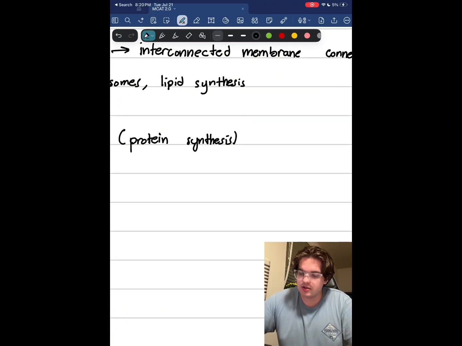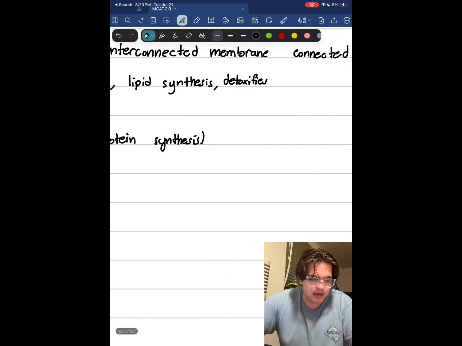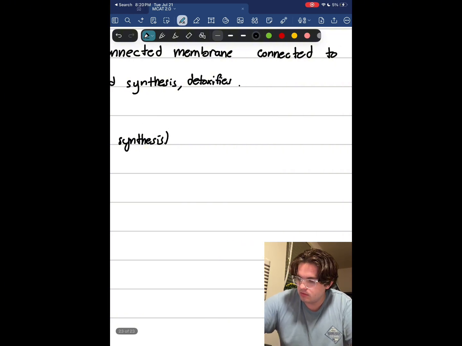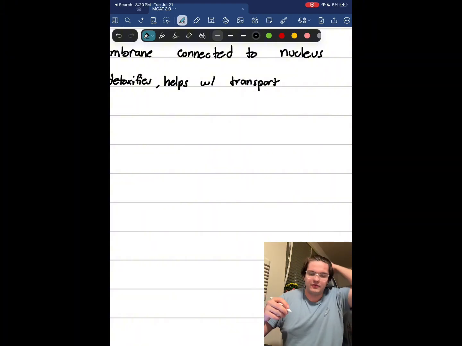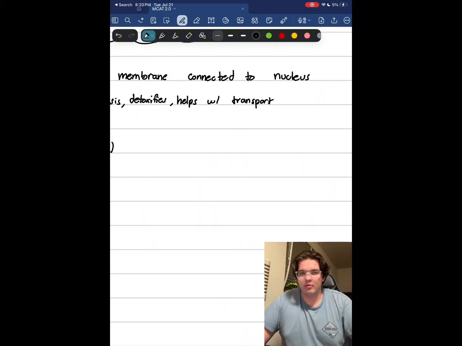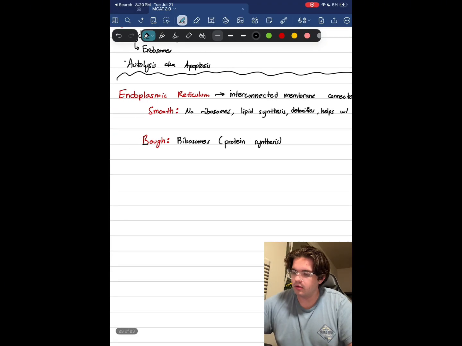But it doesn't just do lipid synthesis, it also detoxifies and helps with transport. And this transport is mainly transporting things from the rough ER to the Golgi apparatus, which is a nice little segue into our next organelle, the Golgi apparatus.